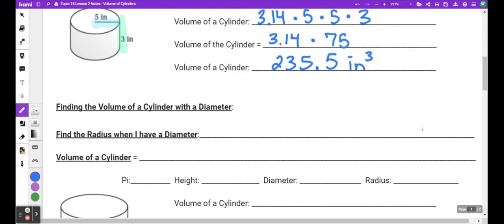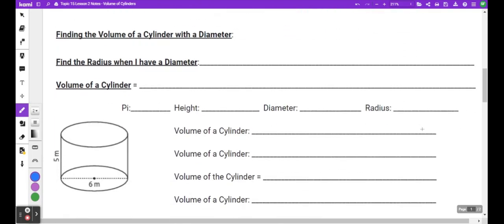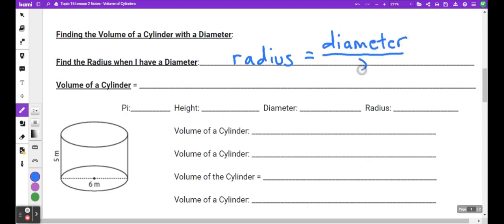In the second example here, we'll look at finding the volume of a cylinder when they give you a diameter. Just like in topic 13 with the circles, if they give you a diameter and you need a radius, you are going to take the diameter and divide it by 2. So the radius equals the diameter divided by 2. Your formula for the volume of a cylinder is not going to change, right?